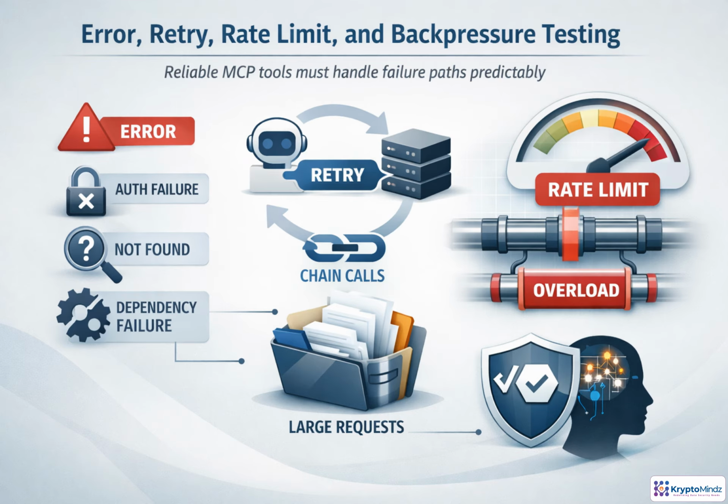Reliable MCP behavior is defined as much by failures as by successes. Test each failure class deliberately. Bad input, missing permission, not found, conflict, timeout, and downstream outage. Then decide what the client should do next. Some errors invite retry, such as a temporary dependency failure. Others should stop immediately, such as forbidden access or invalid arguments.